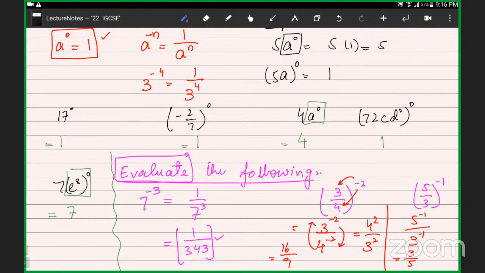So, is that clear? अगर हमारे पास negative power आ जाए और anything power 0, that's how we solve it. Okay, so any question?